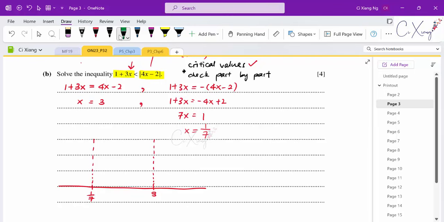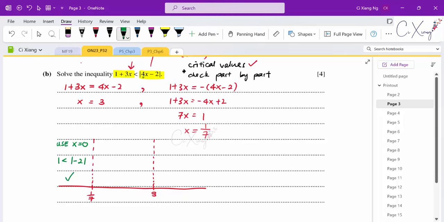To check the part where x is smaller than 1 over 7, you can use any value smaller than 1 over 7. For me, I maybe use x equals 0. When I use x equals 0, I substitute into my inequality and observe the inequality that I get. So 1 plus 3 times 0, I get 1. Then the smaller sign, I just put as a smaller sign. 4 times 0 minus 2 is negative 2. Modulus negative 2 is positive 2, right? So if you double check, 1 is smaller than modulus negative 2, this is a correct inequality, so you put a tick.